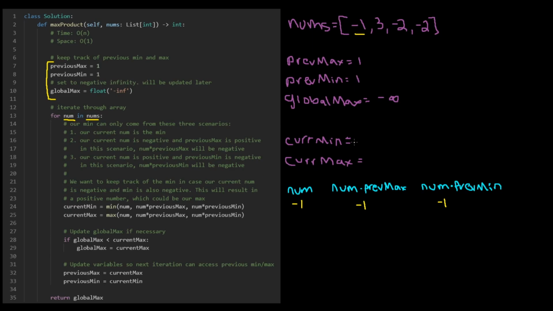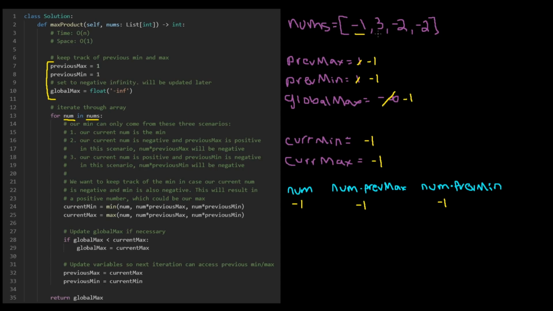So our current min is going to be set to -1, and our current max is going to be set to -1 as well. And then from here, we just want to check if our global max is less than our current max, and it should be because our global max is -infinity. So we just want to update that to -1. And then now we just want to update our variables so the next iteration can access our min and max. So our previous max is -1, and our previous min is -1.